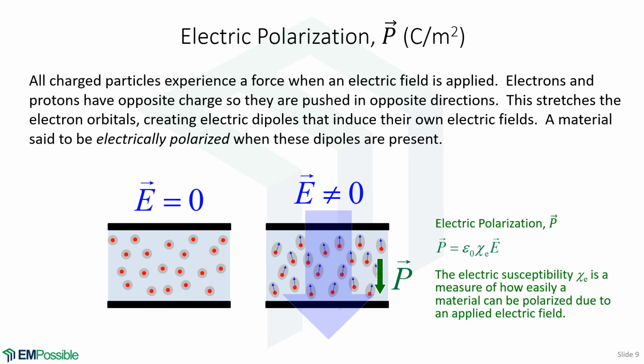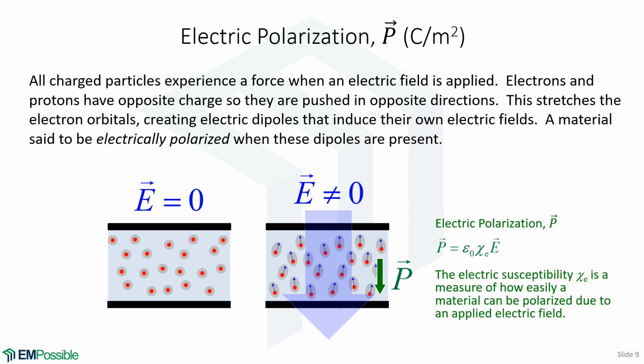When a material has these electron orbitals stretched, we call it polarized. The vector we describe this with is the electric polarization. This is the second way that we can have electric energy. We'll give this units of coulombs per square meter. Coulombs is the unit of charge. Now we apply an electric field intensity E, and it becomes polarized with vector P.